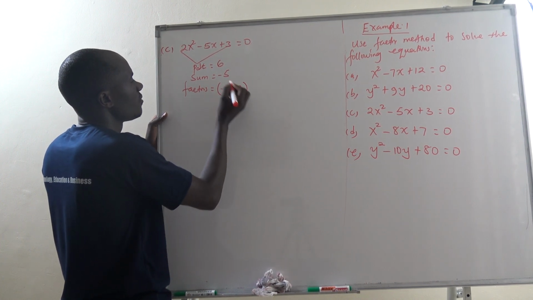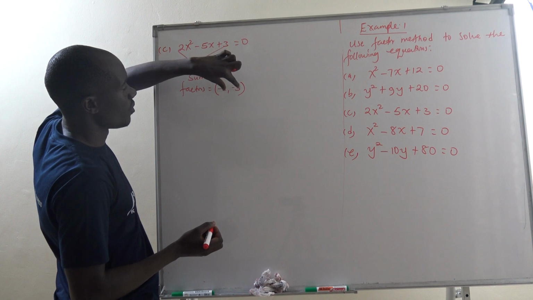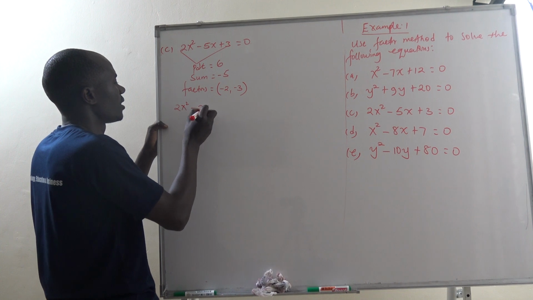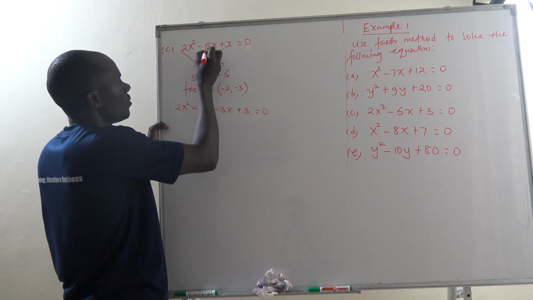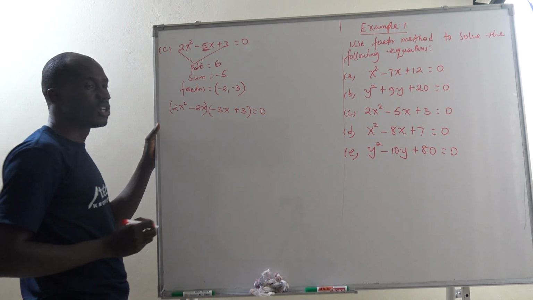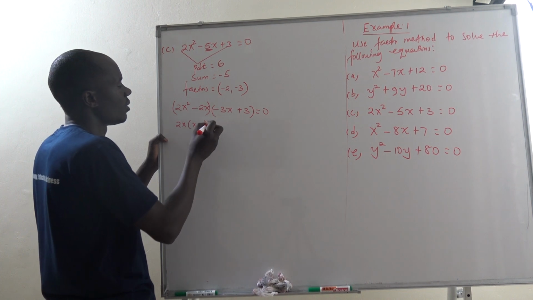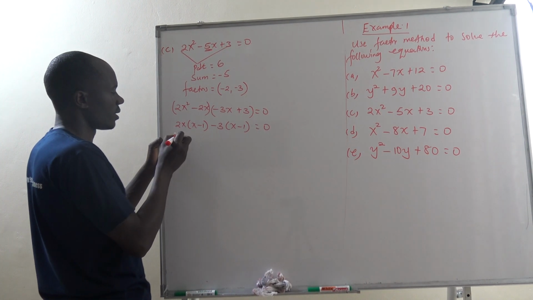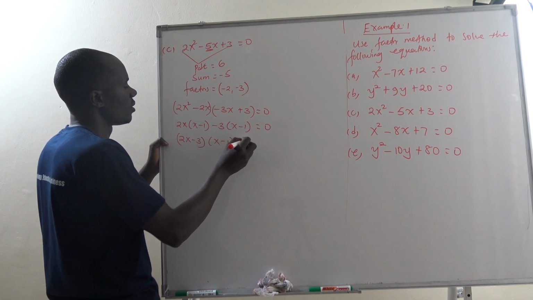A negative times a negative, you come out with a positive. When you add, you get a negative 5. So instead of this, we are going to substitute those in. We say 2x squared minus 2x minus 3x plus 3 equals 0. Two numbers in the brackets, two numbers in the brackets. What is common here is 2x into x minus 1, and what is common there is negative 3 into x minus 1 equals 0. So we write 2x minus 3 again into x minus 1 equals 0.